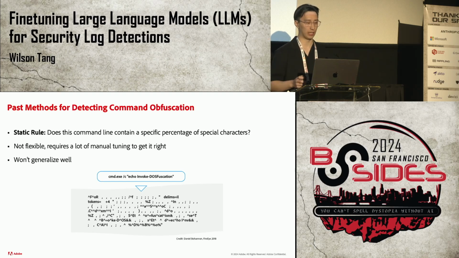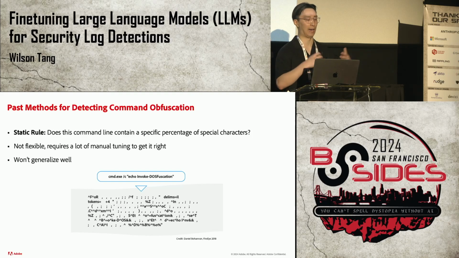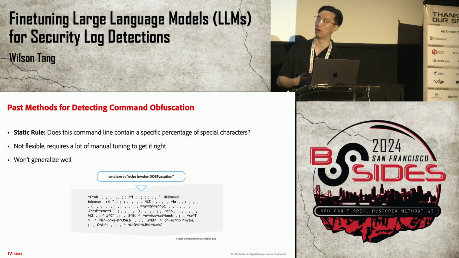So the first way, not machine learning, but maybe more in the static rule security log detection space, we can think about just doing some rule-based logic here. For example, we can ask the question, does this command line contain a specific percentage of special characters, maybe like 50, 70, 80%, something like that. And hopefully by that question alone, you're seeing that it's not super flexible. We'll need a lot of manual tuning, maybe more rules, maybe more sophisticated rules to get it right. But at the end, we might not be able to curate a good set of questions to actually detect obfuscation because it is a pretty big, broad realm, and it won't necessarily generalize well for all sets of obfuscation.